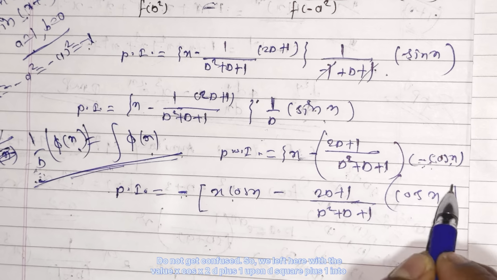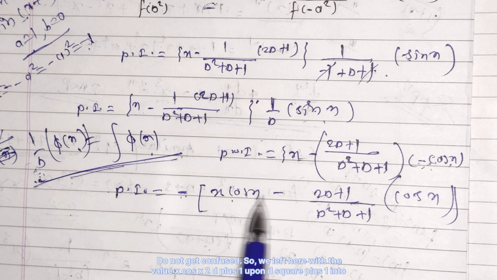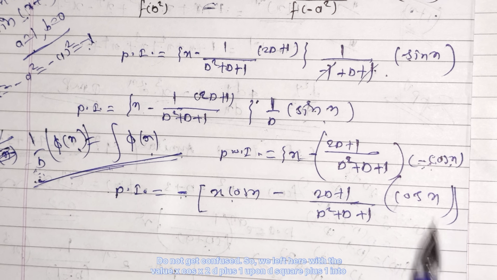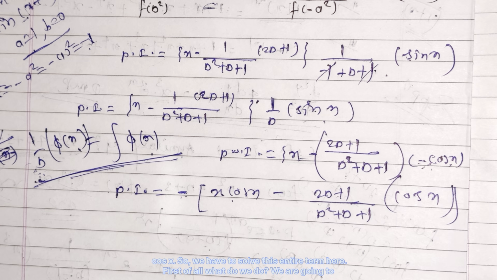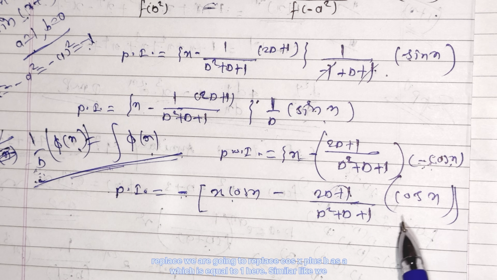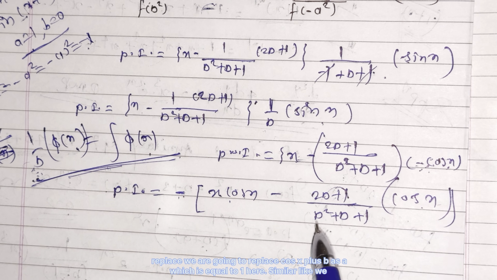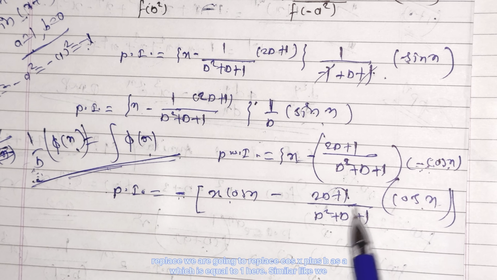Don't get confused. So we are left here with the value x cos x minus (2D plus 1) upon (D square plus D plus 1) into cos x. So we have to solve this entire term here. First of all, we are going to replace cos(ax plus b), where a is equal to 1 here.